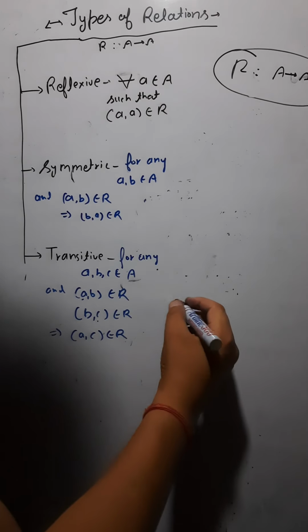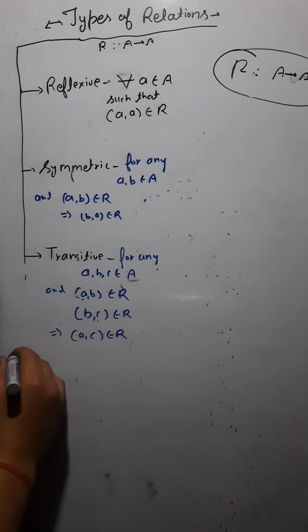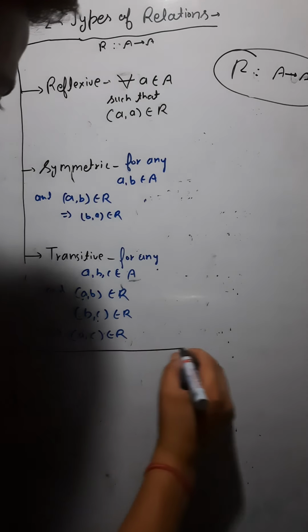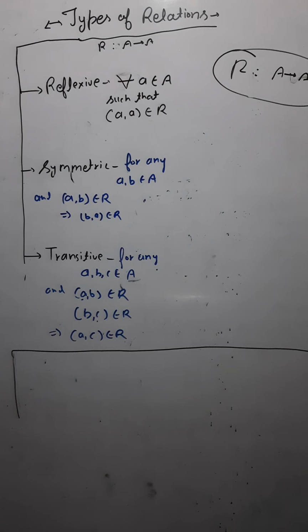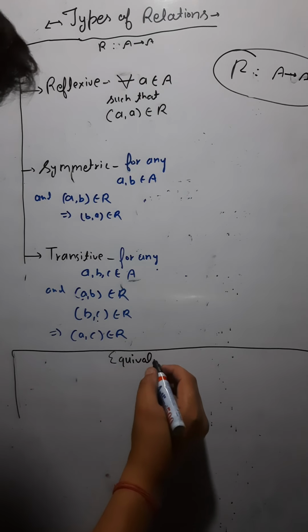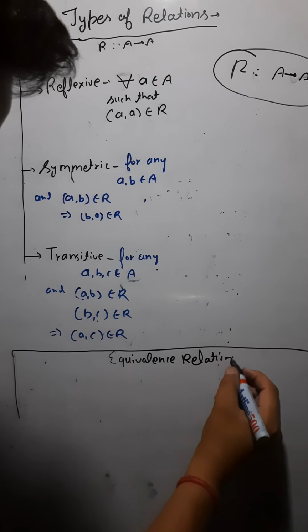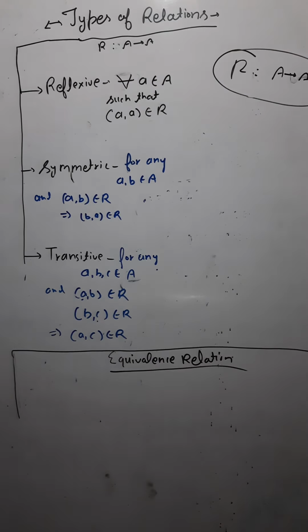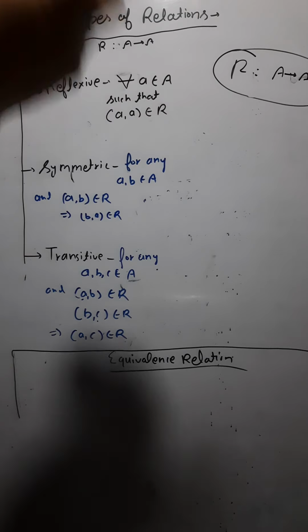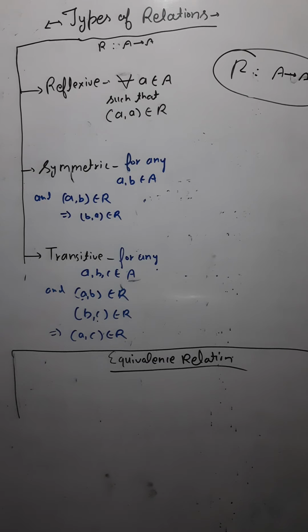Now let me write it in a box somewhere. Equivalence relation. That you have to understand. It's very important. So which relation is an equivalence relation? The relation which is reflexive also, symmetric also, transitive also. Then you would be calling such a relation an equivalence relation.